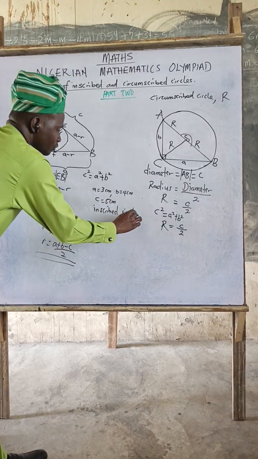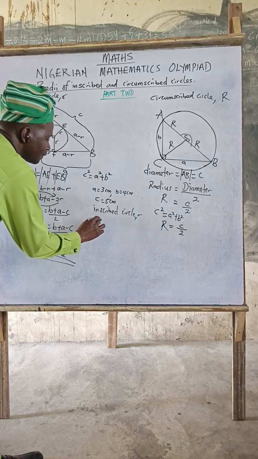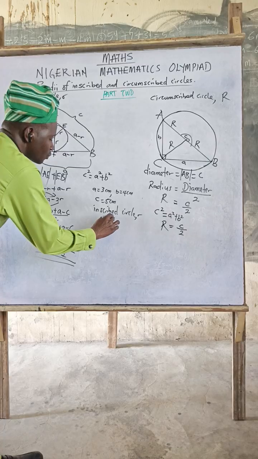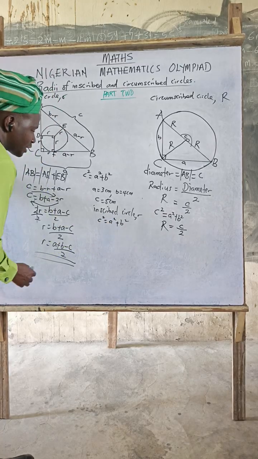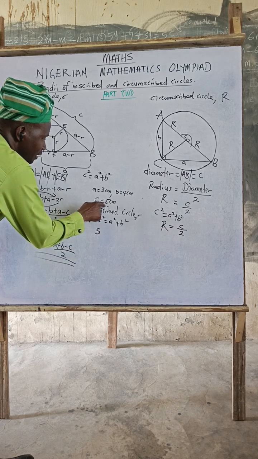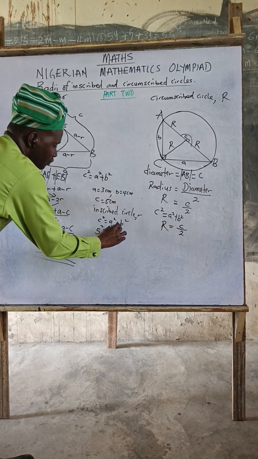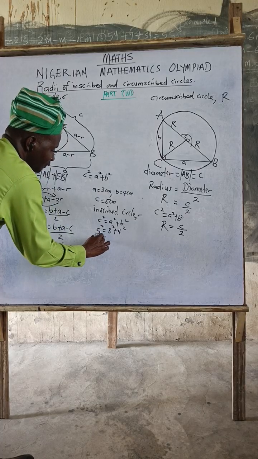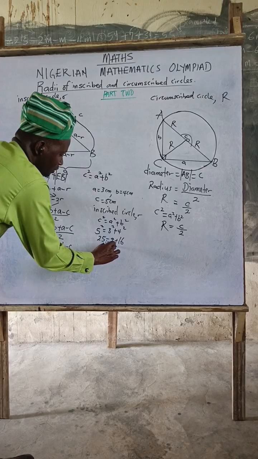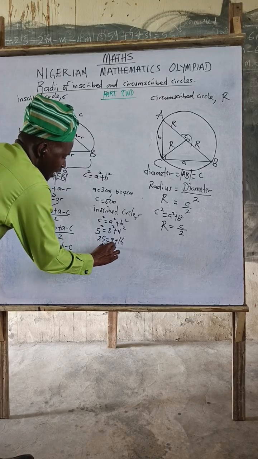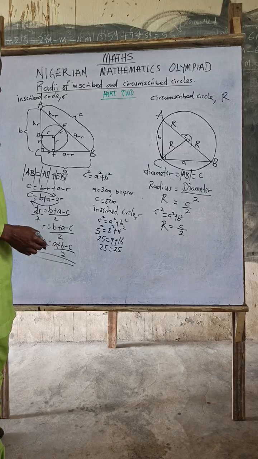If we need small r, the radius of the inscribed circle, we have C square equals A square plus B square. We want to check if this equality holds, then that means it's a right angle. So we have the longest length here to be 5. 5 square equals 3 square plus 4 square. So we have 25 equals 9 plus 16. When 9 and 16 are added together, we are going to have 25. So therefore, it's a right angle triangle.